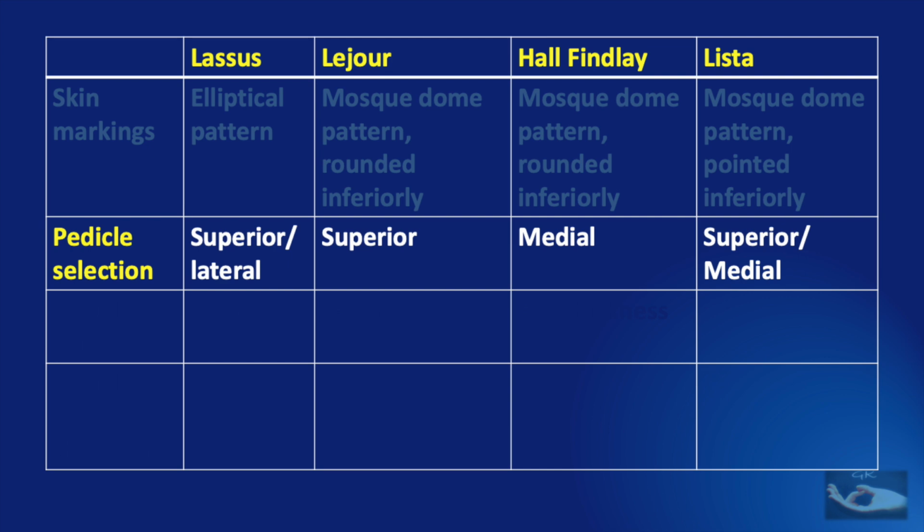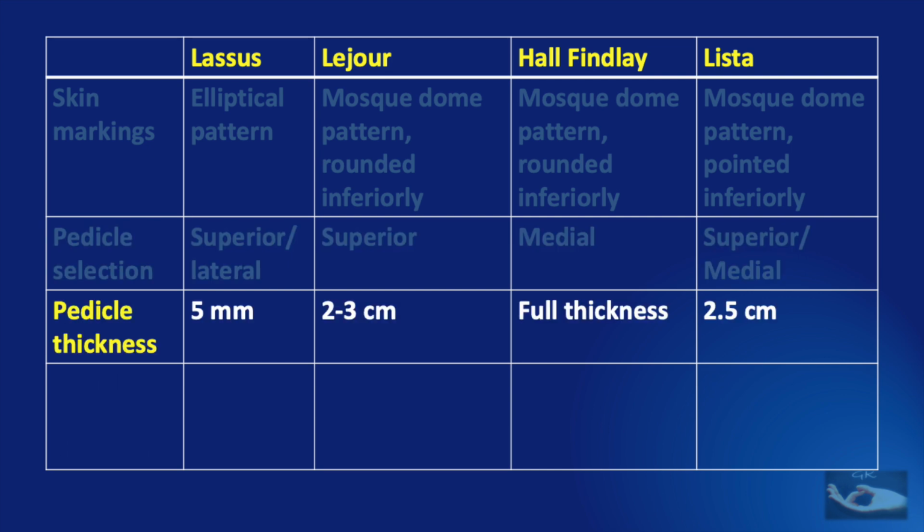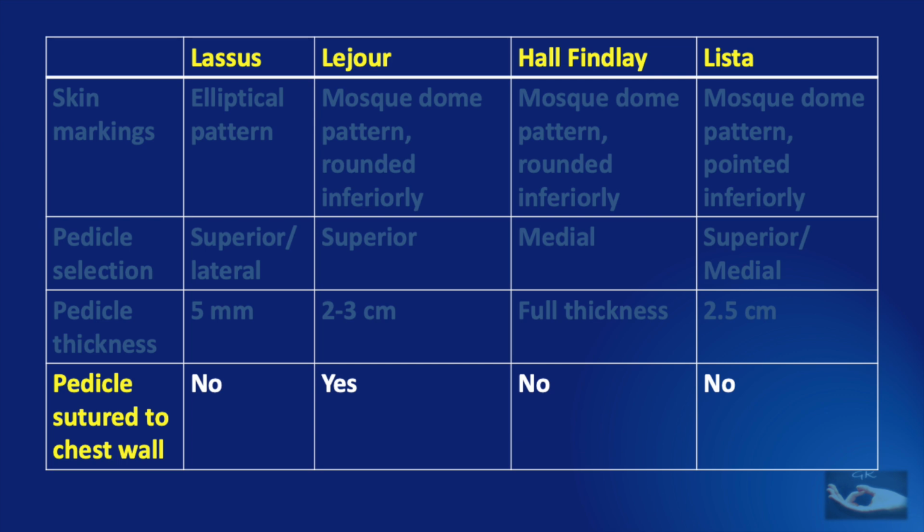The pedicle selection is superior or lateral for the Lassus procedure, superior for the Lejour procedure, medial for the Hall Finl procedure, and superior medial for the Lister procedure. The pedicle thickness is 5 mm for the Lassus procedure, 2 to 3 cm for the Lejour procedure, full thickness for the Hall Finl procedure, and 2.5 cm thickness for the Lister procedure. The pedicle is sutured to the chest wall only in the Lejour procedure and not sutured to the chest wall in the Lassus, Hall Finl and Lister procedures.